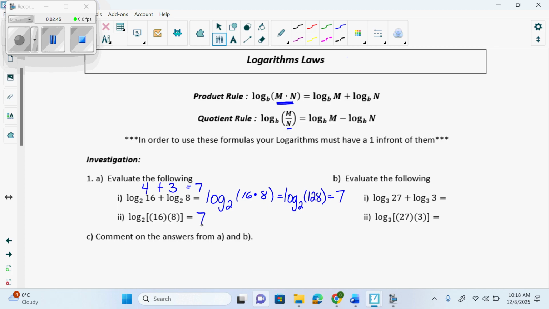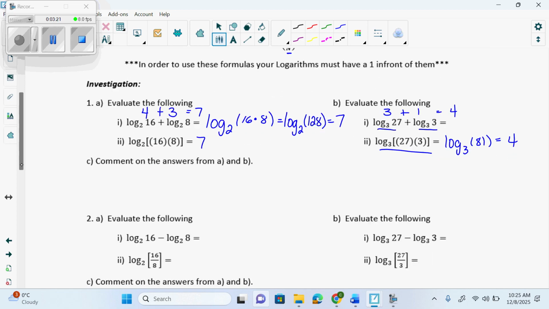Try this one out. Type these into your calculator, get an answer. So when we put log base 3 of 27 into our calculator, we get 3. Log base 3 of 3, you get 1, and you get an answer of 4. When you put log base 3 of, what is 27 times 3? 81. Log base 3 of 81, you would get 4 as well. Okay. So it shows that you get the same answer whether you add those two or you multiply them, correct? So it does work.